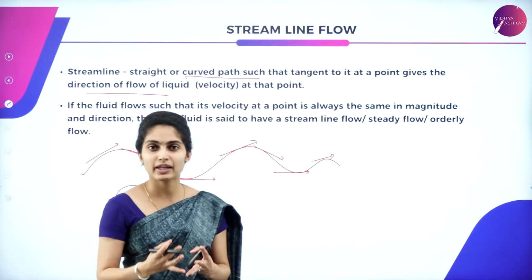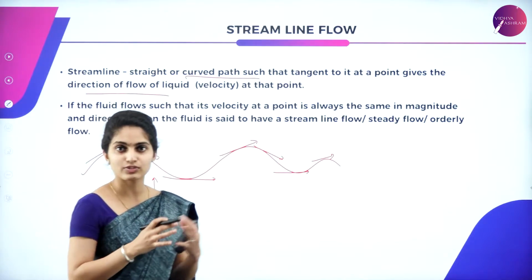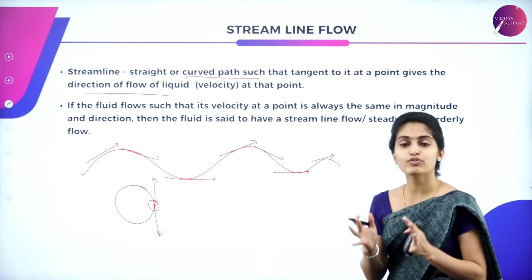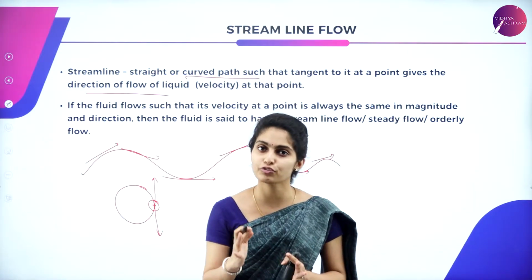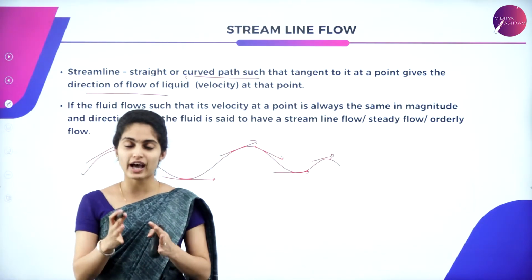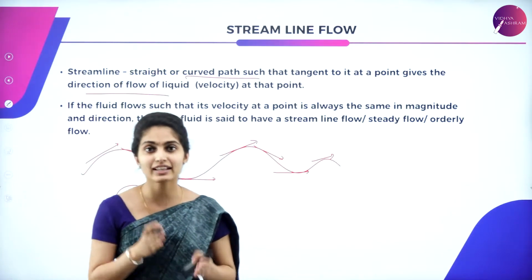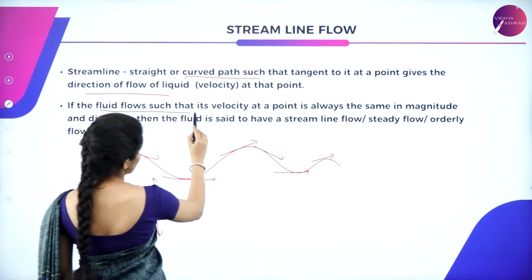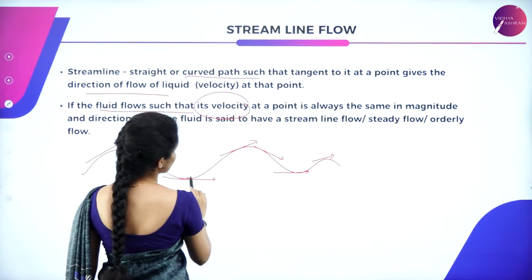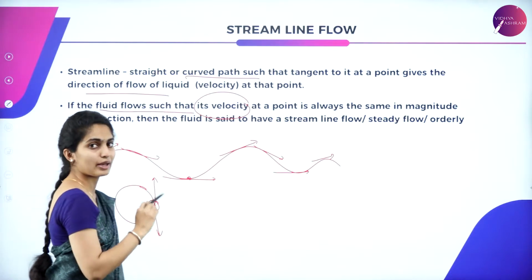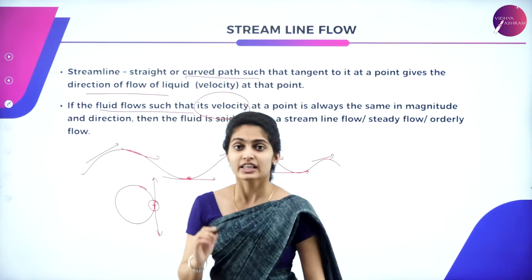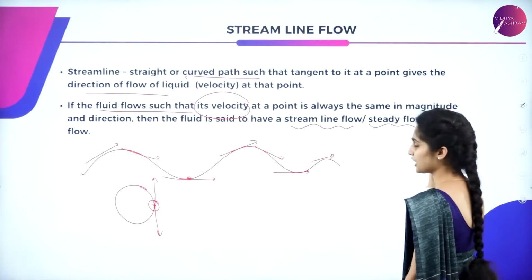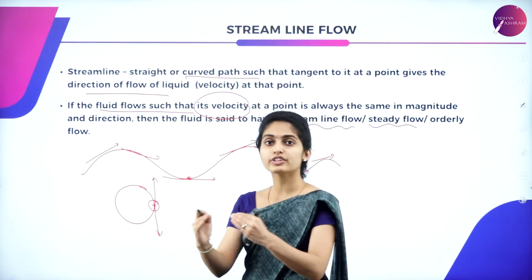So what is a streamline? It is a straight or curved path drawn such that the tangents drawn to it suggest the direction of flow of a fluid or liquid, as well as the velocity at that specific point. If the fluid flows such that its velocity at a certain point is always the same in magnitude and direction, then you can call it streamline flow, or a steady flow, or the one which flows orderly.